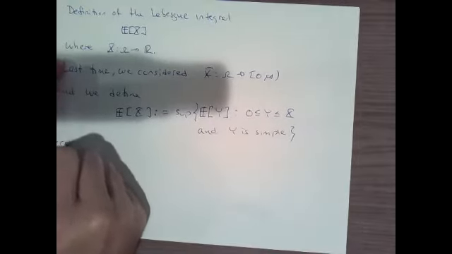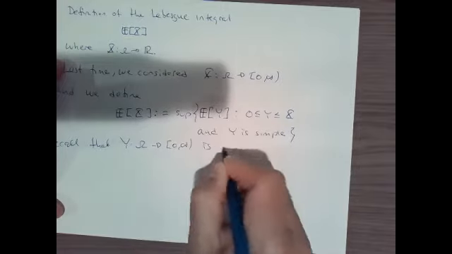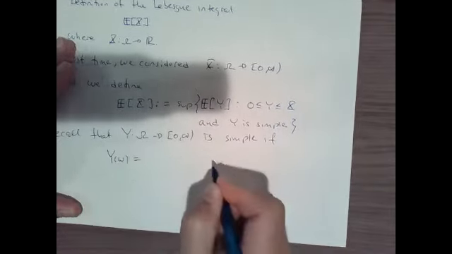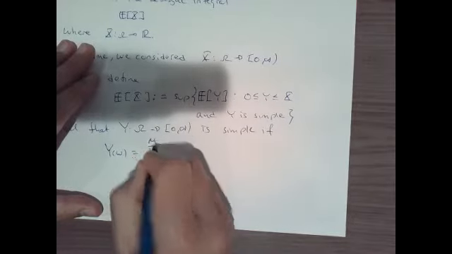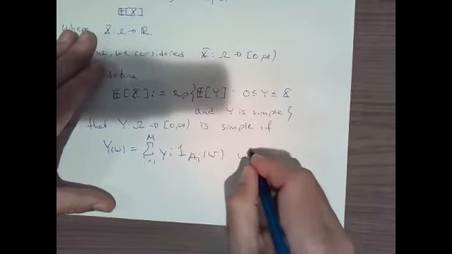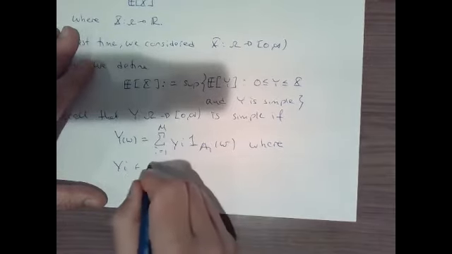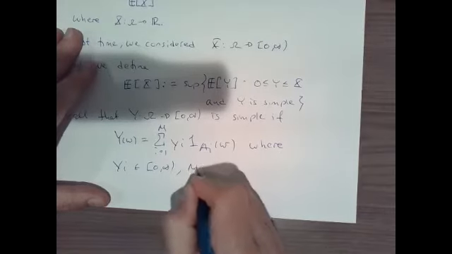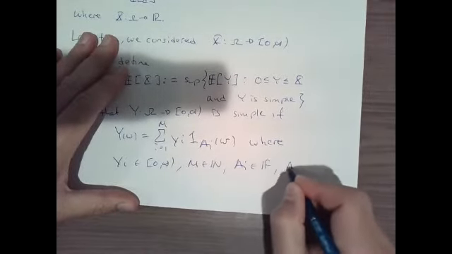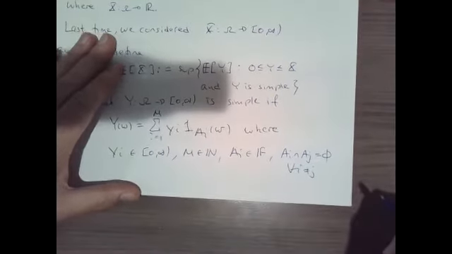So recall also that Y is simple if I can write Y as a finite sum of some constant times the indicators for some disjoint sets. So where the Y_i are positive constants, M is a natural number, the A_i are measurable, and A_i intersection with A_j is empty for any i not equal to j.